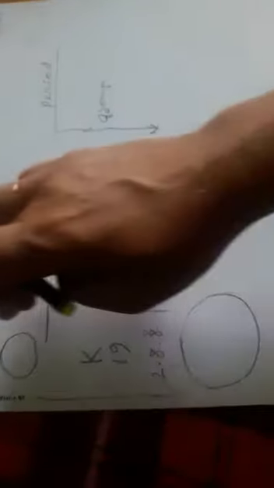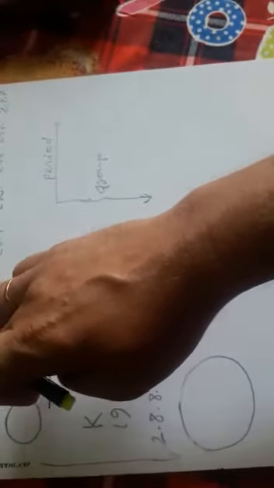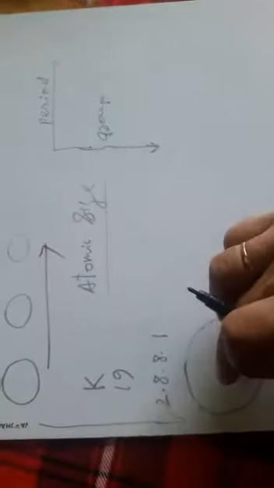So in any group we have seen atomic size increases from top to bottom.